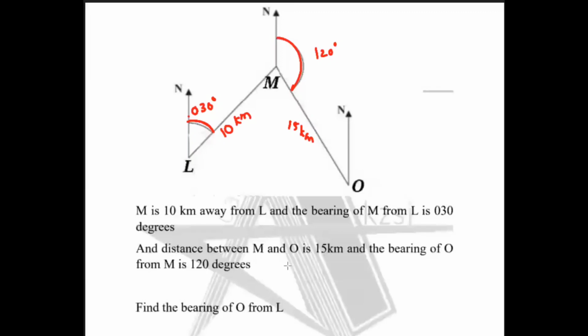For that, as I told you, I have to join them. So let me join it. And now let me see what they are asking. It says the bearing of O from L. From L to O, this whole angle they are asking. And for this whole angle, already 30 degrees is given. You just need to calculate this angle, only this angle. We can see that these two are parallel.